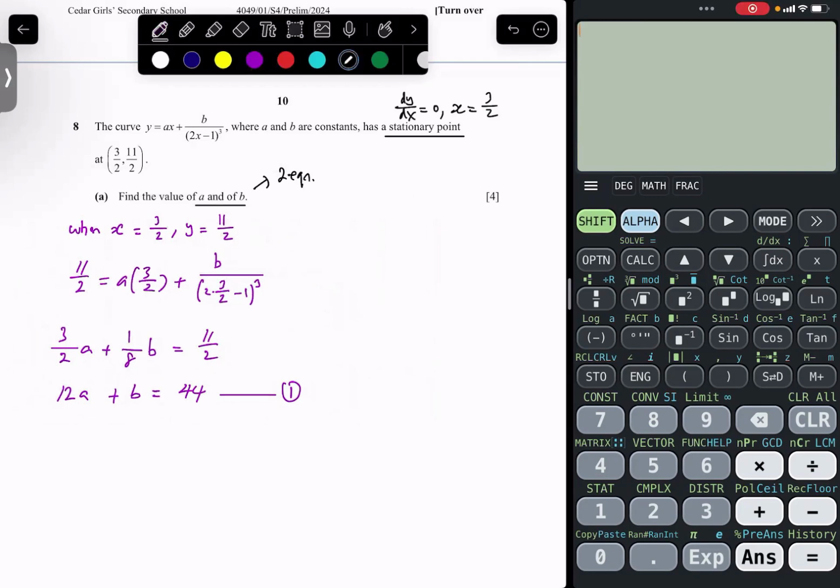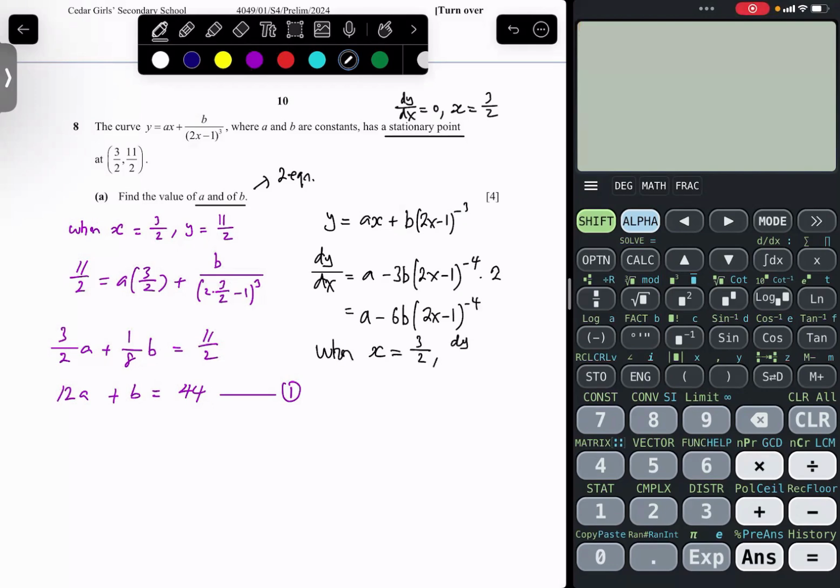So now I have to differentiate, because that's dy/dx. So y equals ax plus b times (2x minus 1) to the power of negative 3. So dy/dx equals a plus negative 3 times b times (2x minus 1) to the power of negative 4 multiplied by 2. So I will get a minus 6b (2x minus 1) to the power of negative 4. When x equals 3/2, dy/dx equals 0. So a minus 6b over, 3/2 times 2 is 3, 3 minus 1 is 2, 2 to the power of 4 is 16. So a minus 6b over 16 equals 0. Cross multiply if you want to, so 16a minus 6b equals 0.